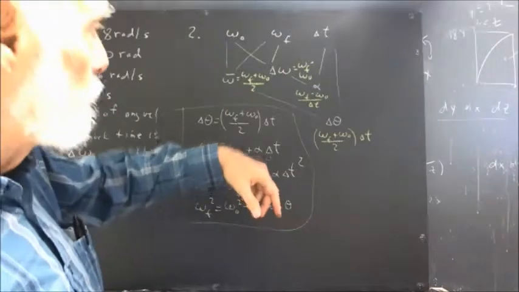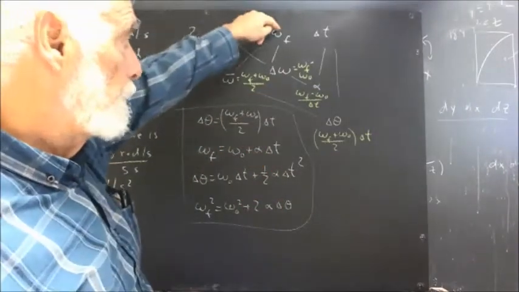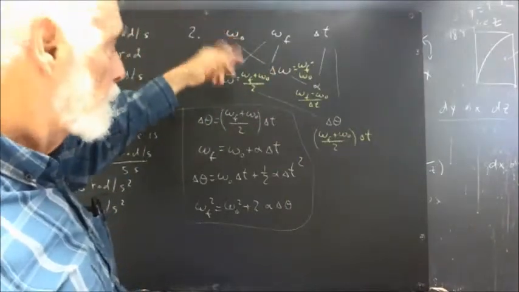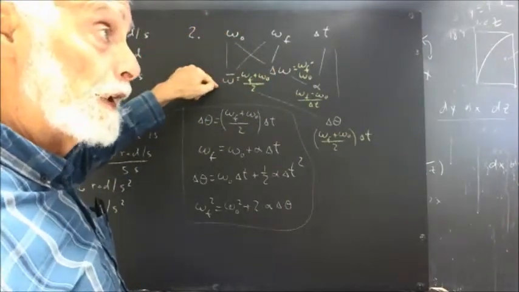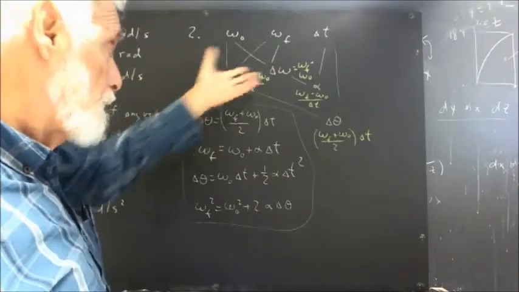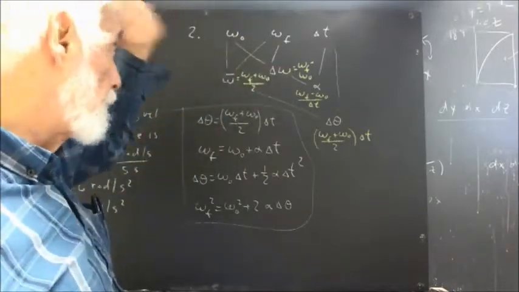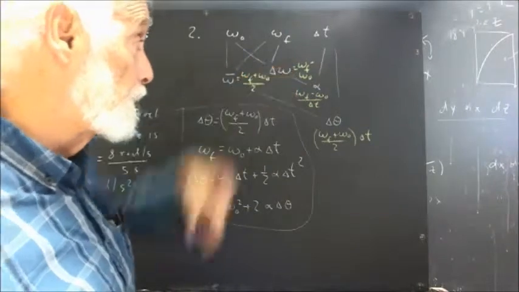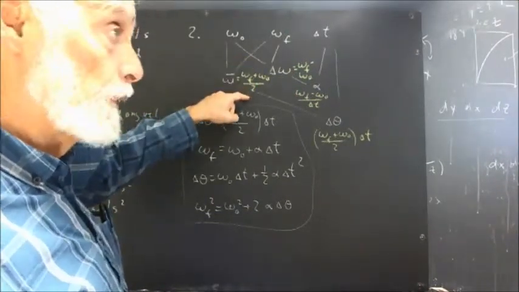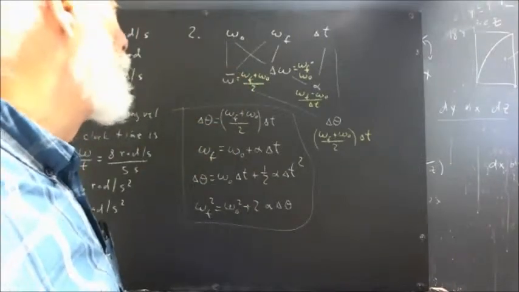People very quickly told me that if we know omega naught and omega f, we can find delta omega, and gratifyingly told me that we could also find omega bar, the average angular velocity. And the expressions are simple enough. Delta omega is just omega f minus omega naught. Omega bar is omega f plus omega naught over 2. I hope those are legible.